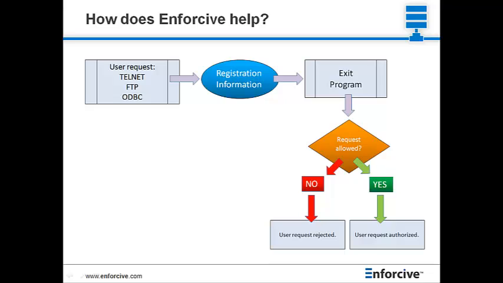So we register that program of ours to the registration information, and when it comes through, not only can we then track the events as they go through the system, but if you want us to, we can also define permissions and help you decide whether the request should be allowed or whether it should be rejected. So that's the theory behind exit point processing. Let's see how it works in practice.